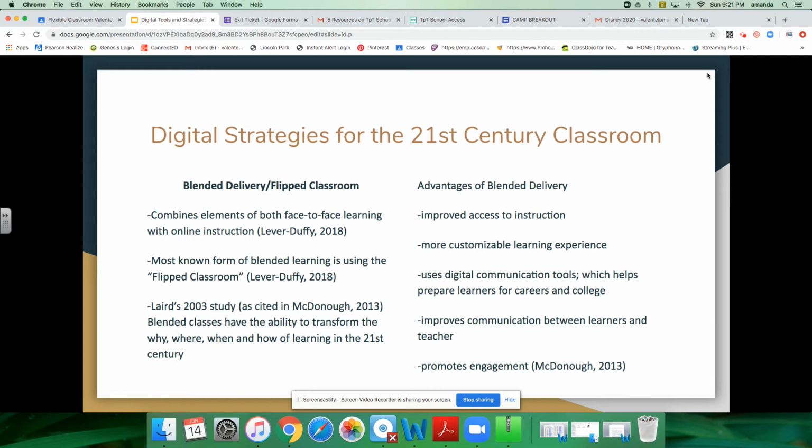It teaches learners to both use digital communication tools as well as in person communication, but the digital part will help prepare them for college and beyond and careers. And it actually can help improve the communication between learner to learner and teacher to learner. And lastly, it has been shown with a study that I found to promote engagement.